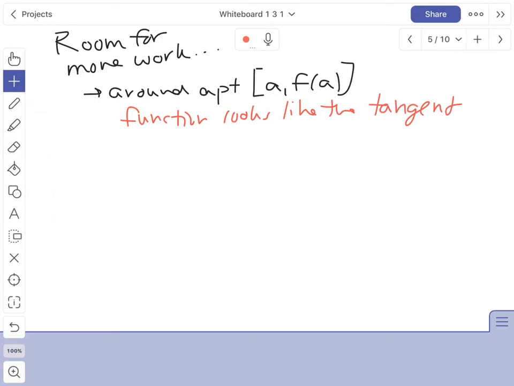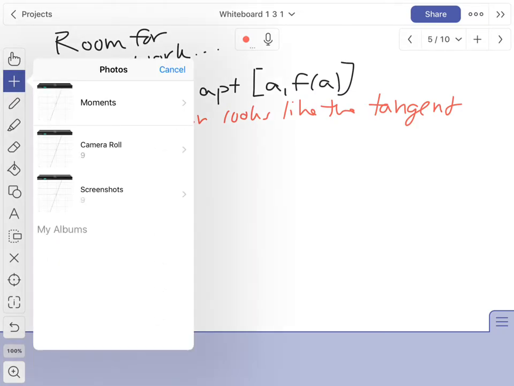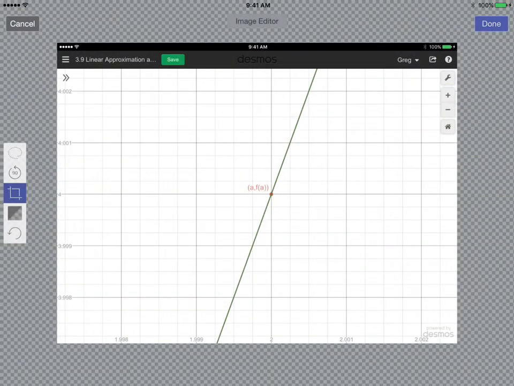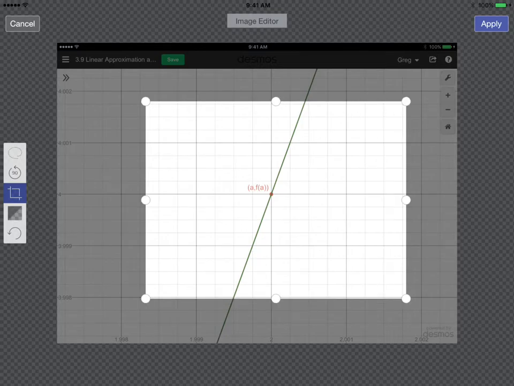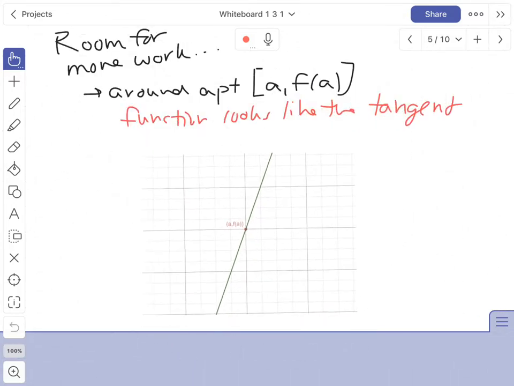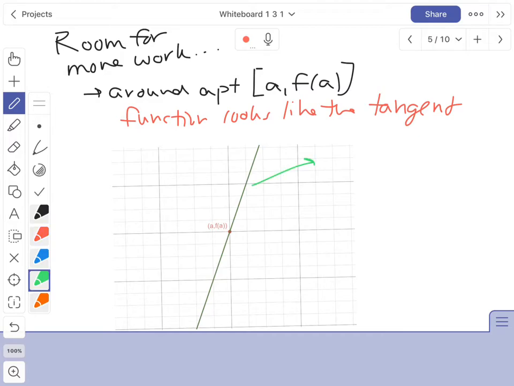Now, why do we care about that? Well, if it's just a line, we know so much about lines. So I'm going to go ahead and put in the picture of the graph that we were just looking at. And again, this is very zoomed in. Let's just look at that part of it. Well, if what we're saying is that this line right here is really just the tangent line, well, we can write an equation of a line in point-slope form.